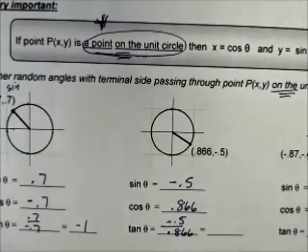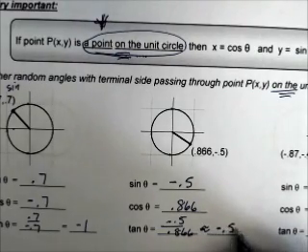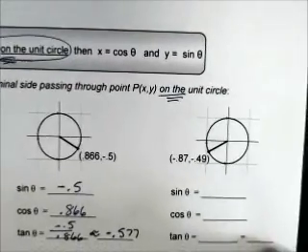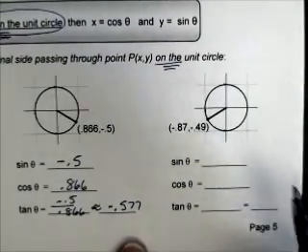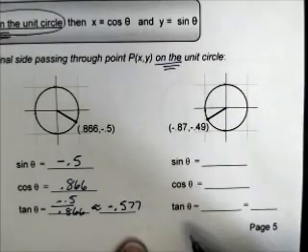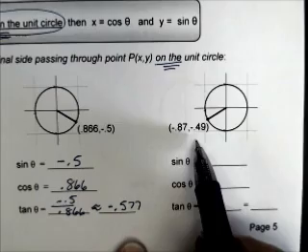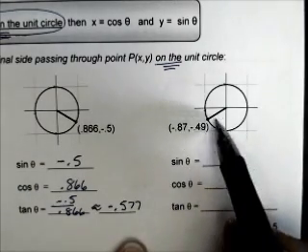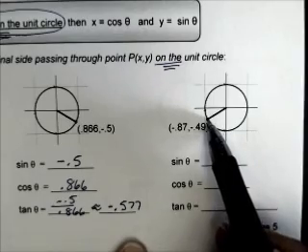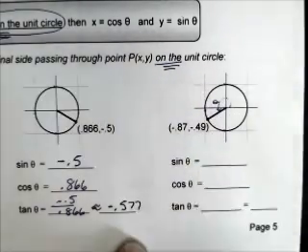It's approximately negative 5.77. All right, and the third one here. We have a point on the unit circle, x-coordinate negative 0.87, y-coordinate negative 0.49. Both coordinates are negative, so you see here where our angle terminates in quadrant 3.